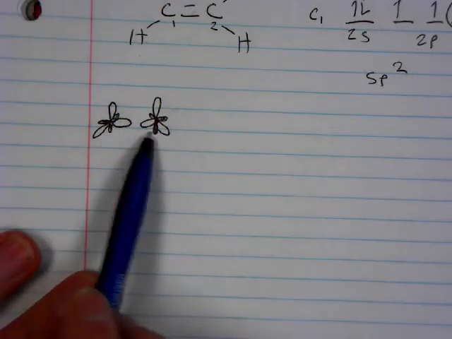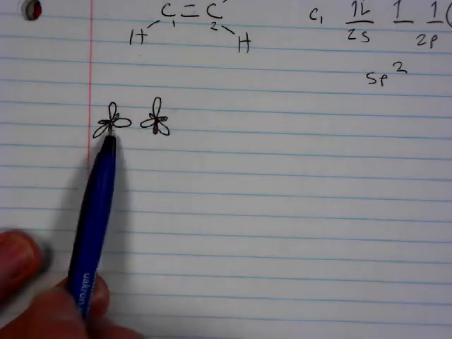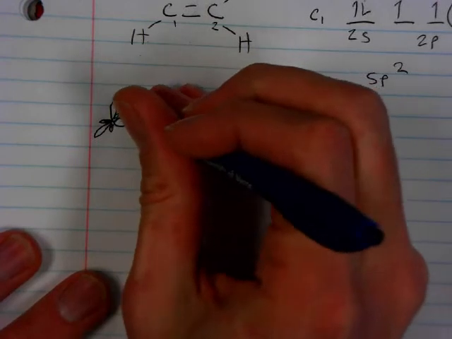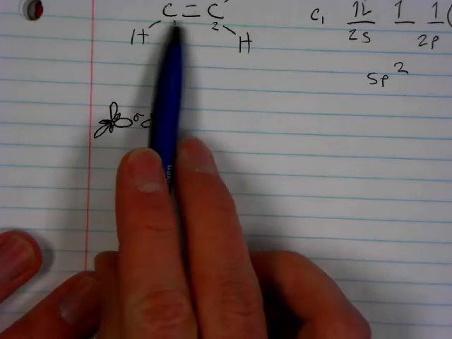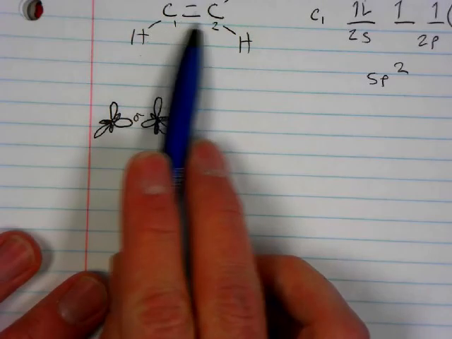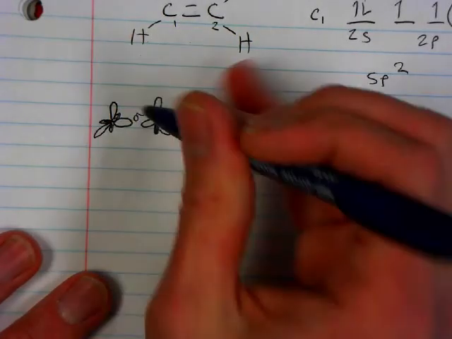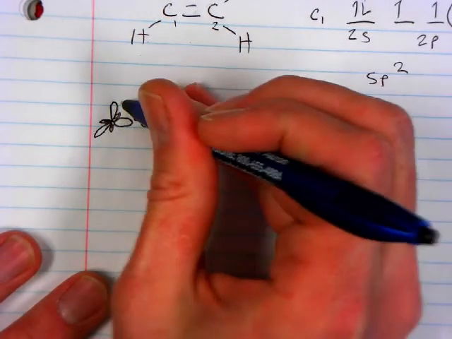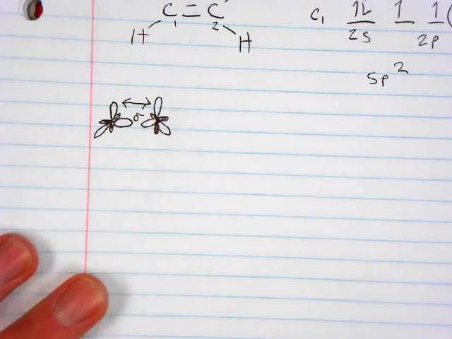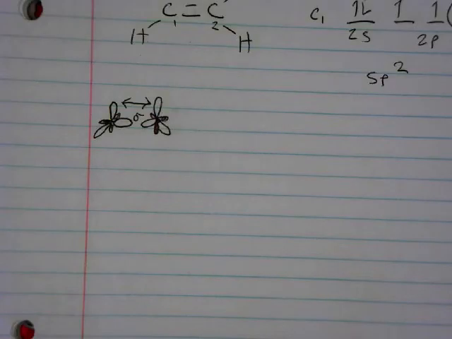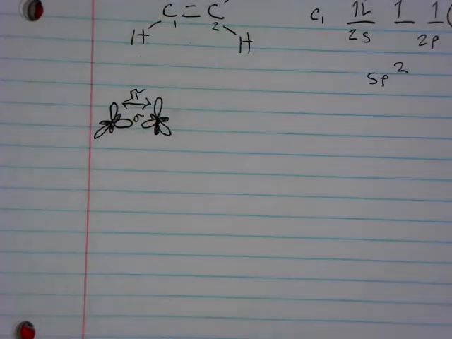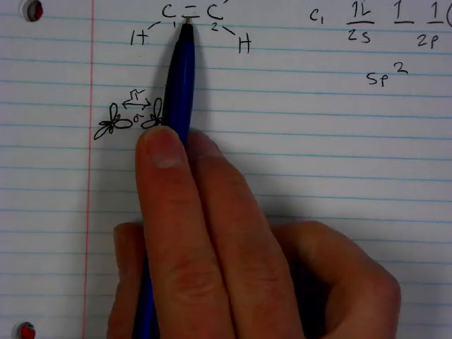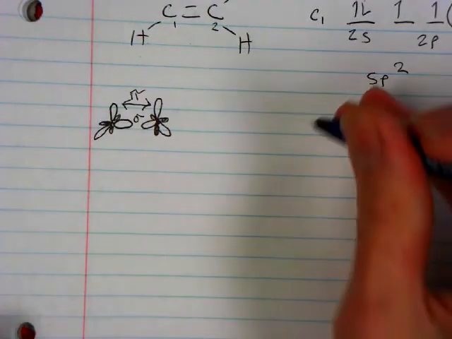You guys don't even have to draw this in your notes if you don't want to. I'm just trying to show you. These are end to end. Do you see how these are end to end? That is a sigma bond, a single bond. That's the first bond right here. Are you guys okay with that? Do you see how these orbitals are more side to side? They're vertical and not horizontal. Those are a pi bond.